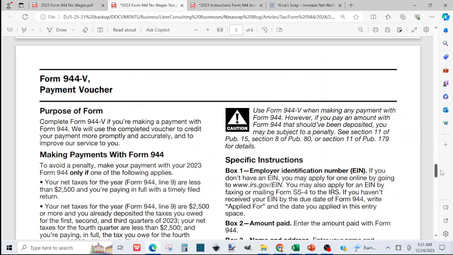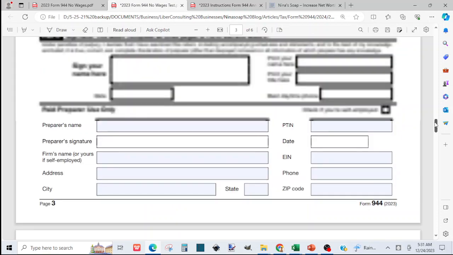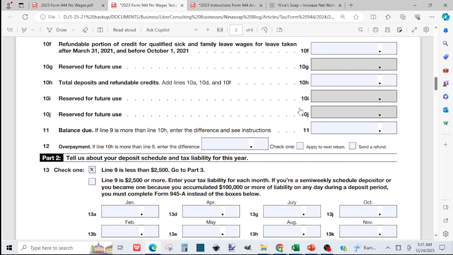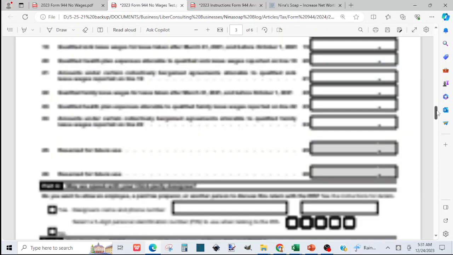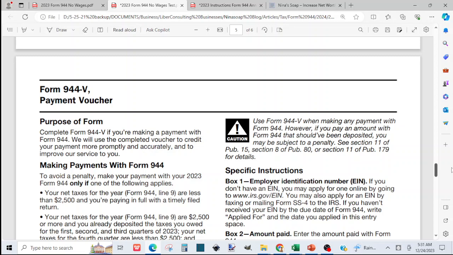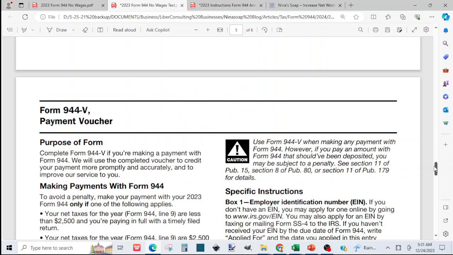Okay, so now we'll go to the voucher, the Form 944-V section. In this section, since you do not owe anything on line 9 or line 11, the balance due, you are not going to complete Form 944-V. You leave it alone. So when you print your document out, you do not even print that page out.